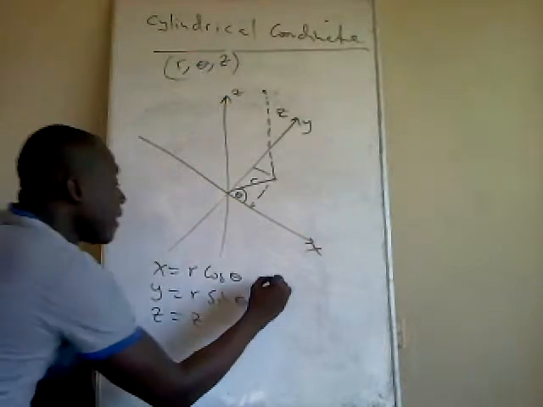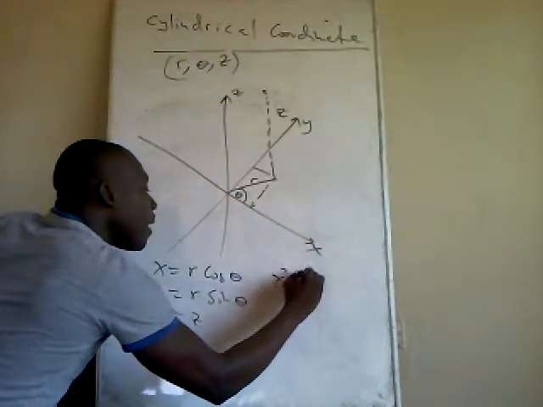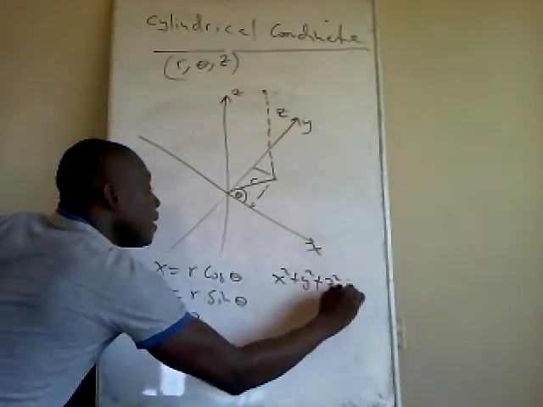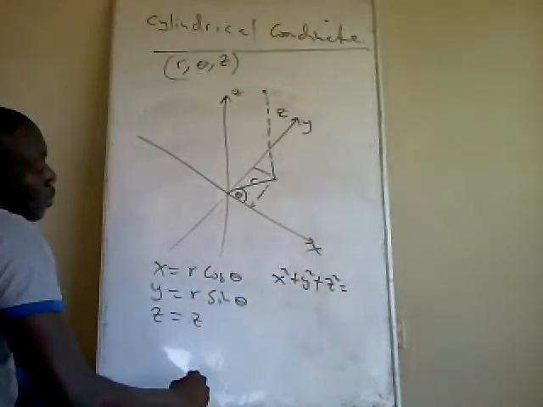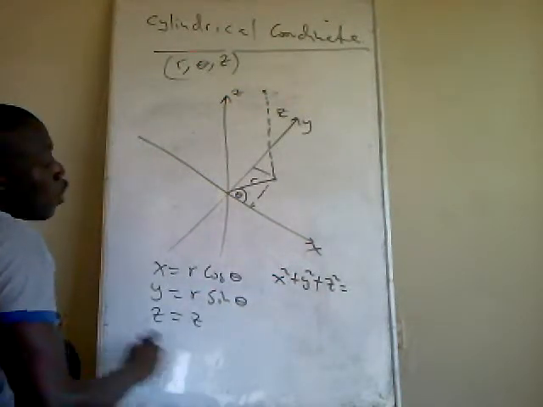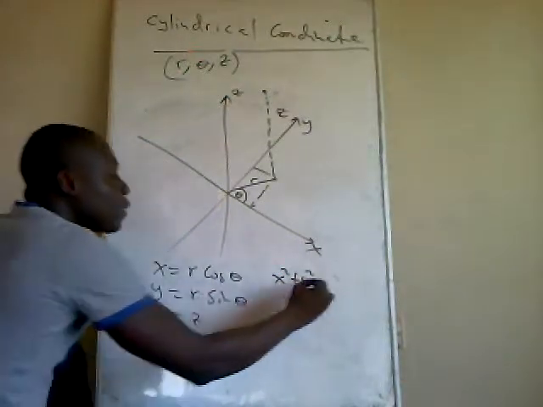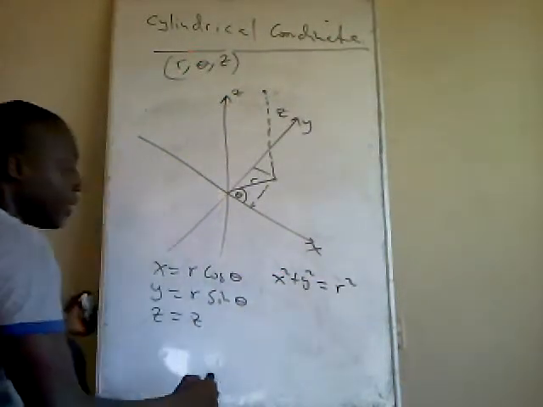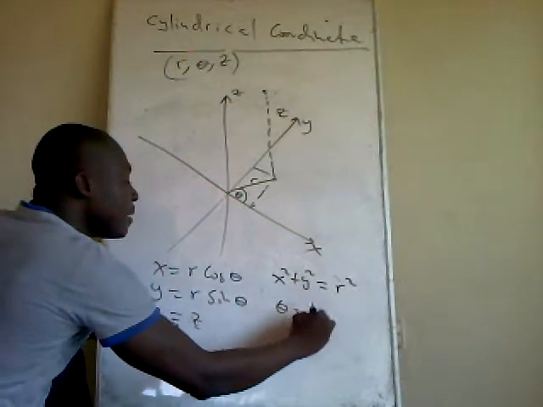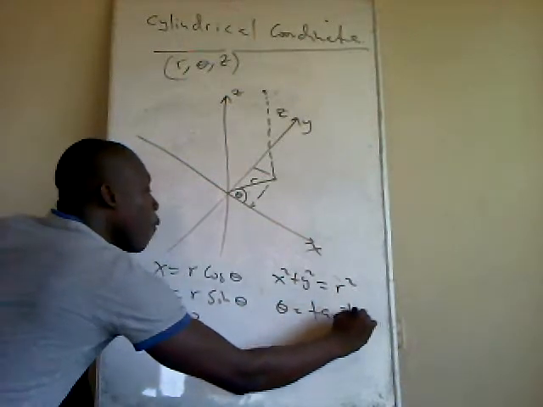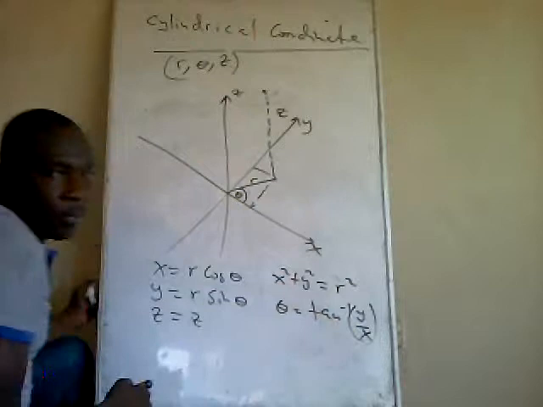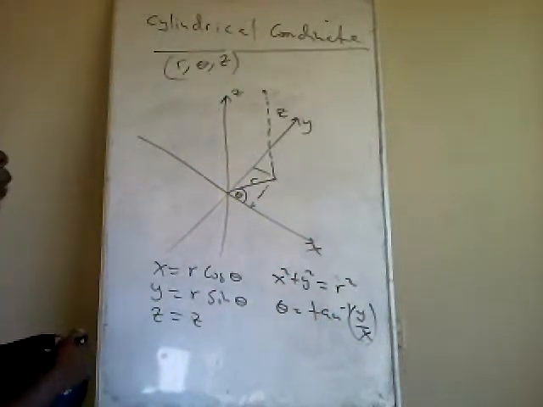Okay, we can also say that x squared plus y squared is equal to r squared, and theta still remains the tan inverse of y over x.